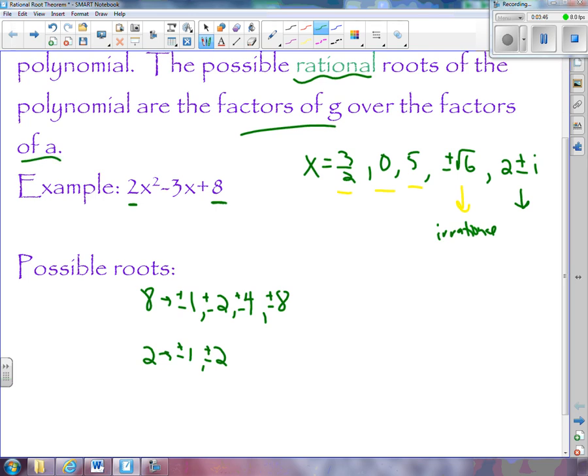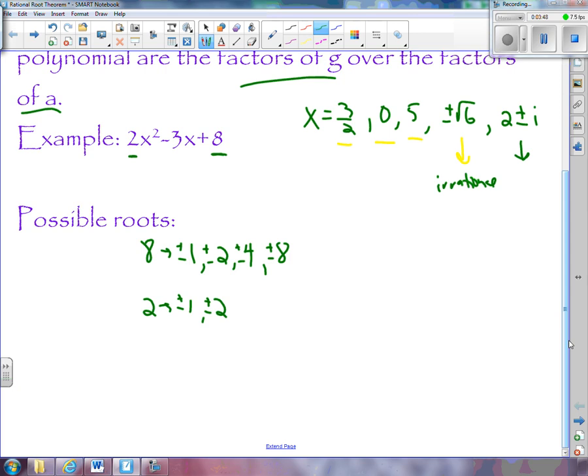So our possible roots are, what I would suggest that you do is just go through each number on the top and then just divide them by the numbers on the bottom. So our possible roots are plus or minus 1 over 1. 1 divided by 1 is just 1, so let's just write it that way. It could be positive or negative. Then we could have 1 divided by 2. So 1 divided by 2 is a half. Don't forget your plus or minus. So now we're done with that one.